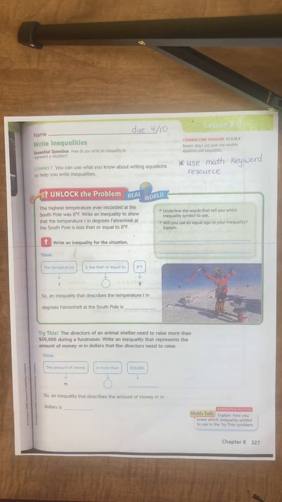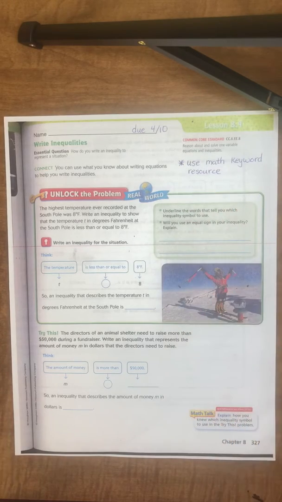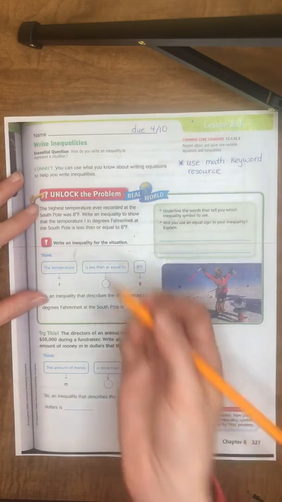Lesson 8.9, Write Inequalities. So for this, remember, you'll want to refer to your math keyword resource. The highest temperature ever recorded at the South Pole was 8 degrees Fahrenheit. Write an inequality to show that the temperature T in degrees Fahrenheit at the South Pole is less than or equal to 8 degrees Fahrenheit. Underline the words that tell you which inequality symbol to use.